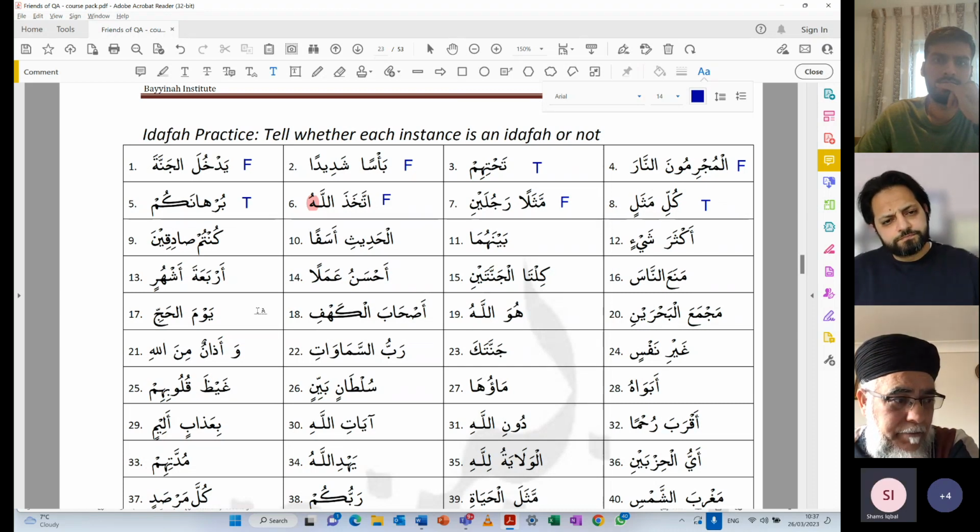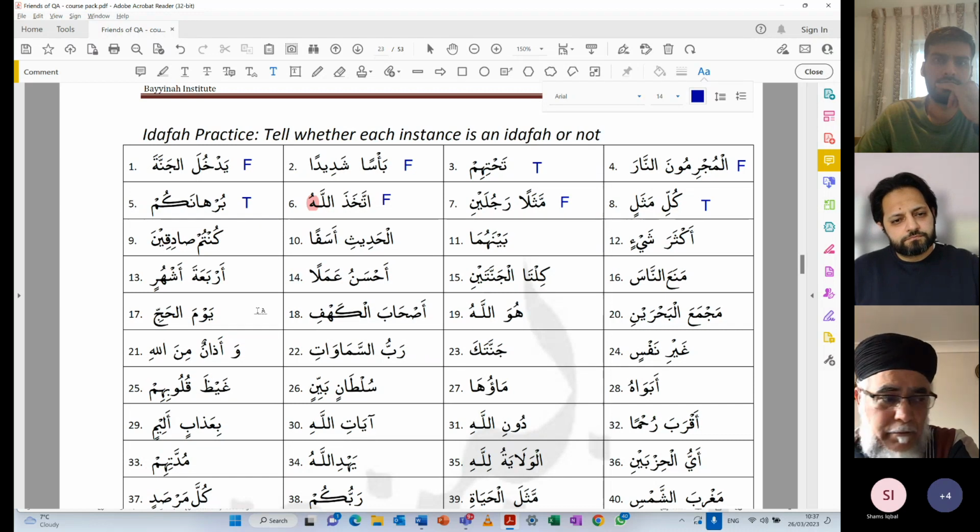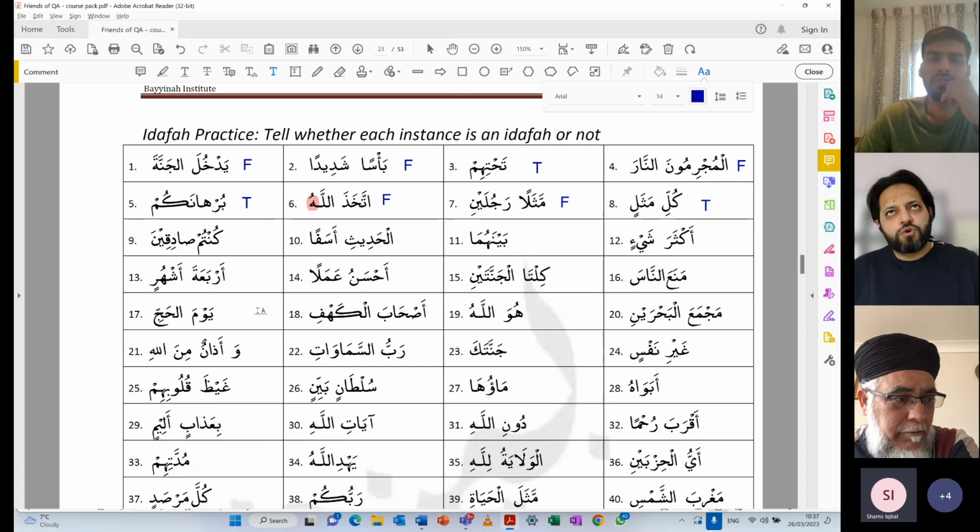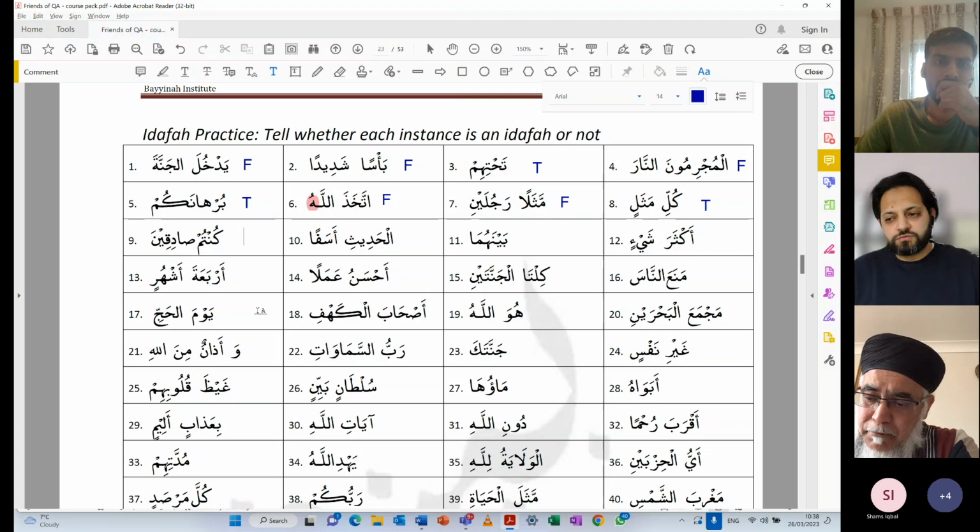What is kuntum? Sadaqina is nasab. Now it can be jar as well. Sadiqina, nasab, jar. Same. Muslimina. Yes. Do you know any ism that ends with a sukoon?